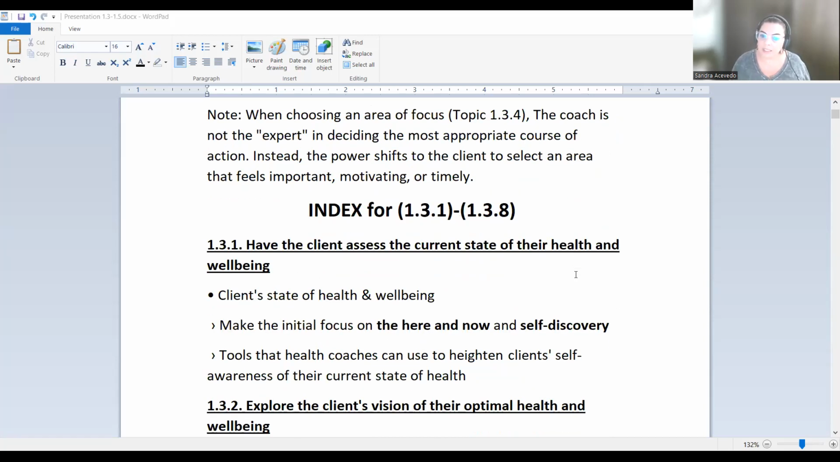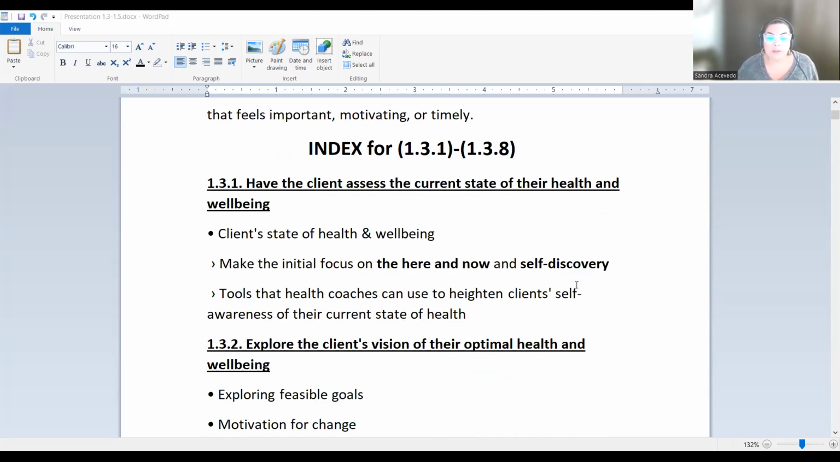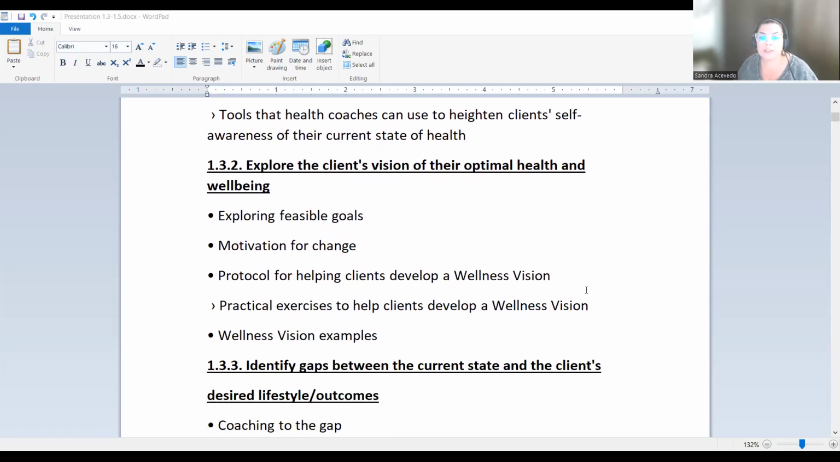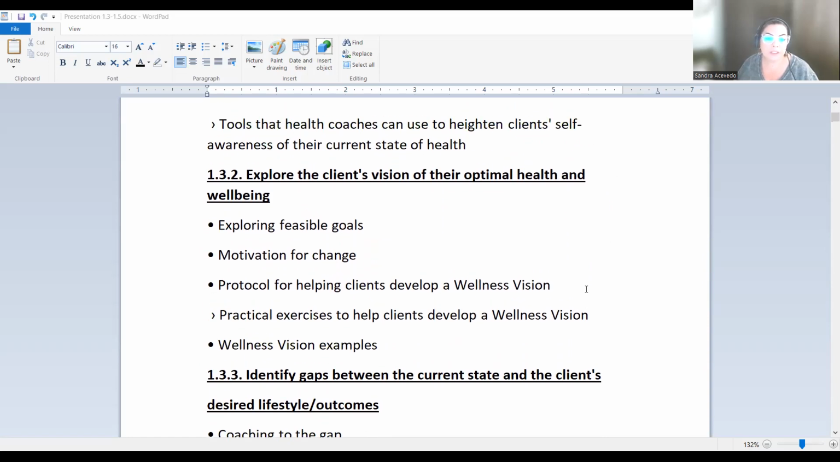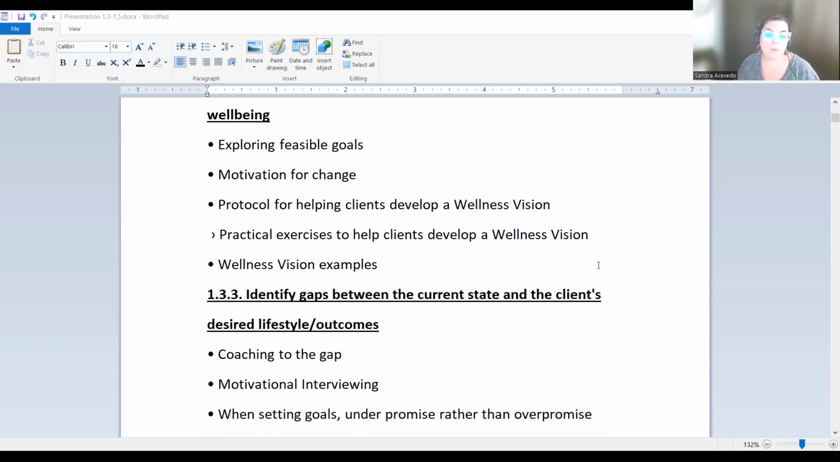So this is just a quick index of what we're going to cover today, from 1.3.1 to 1.3.8. 1.3.1, have the client assess the current state of their health and wellness, well-being, client state of health and well-being. Make the initial focus on the here and now and self-discovery, tools that health coaches can use to heighten client self-awareness of their current state of health, explore the client's vision of their optimal health and well-being, exploring the feasible goals, motivation for change, protocol for helping clients develop a wellness vision, practical exercises to help clients develop a wellness vision, examples.